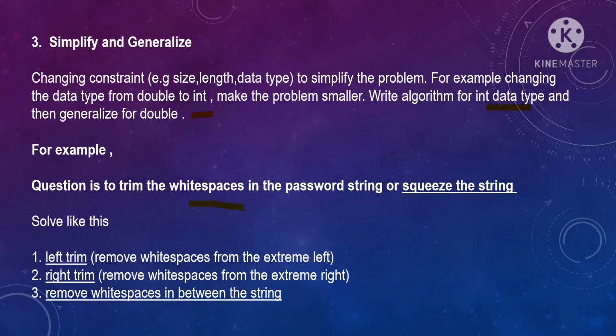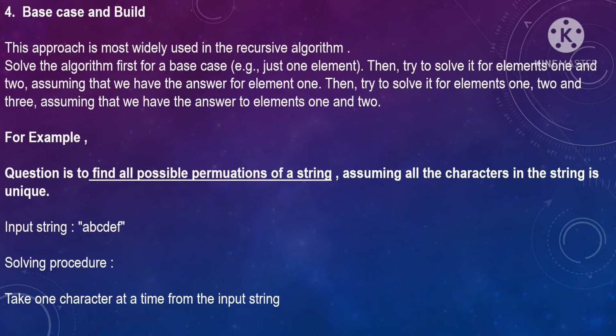Number 1, left trim: remove white space from the extreme left. Number 2, right trim: remove white space from the extreme right. Number 3, remove white space in between the string. Number 4, base case and build.